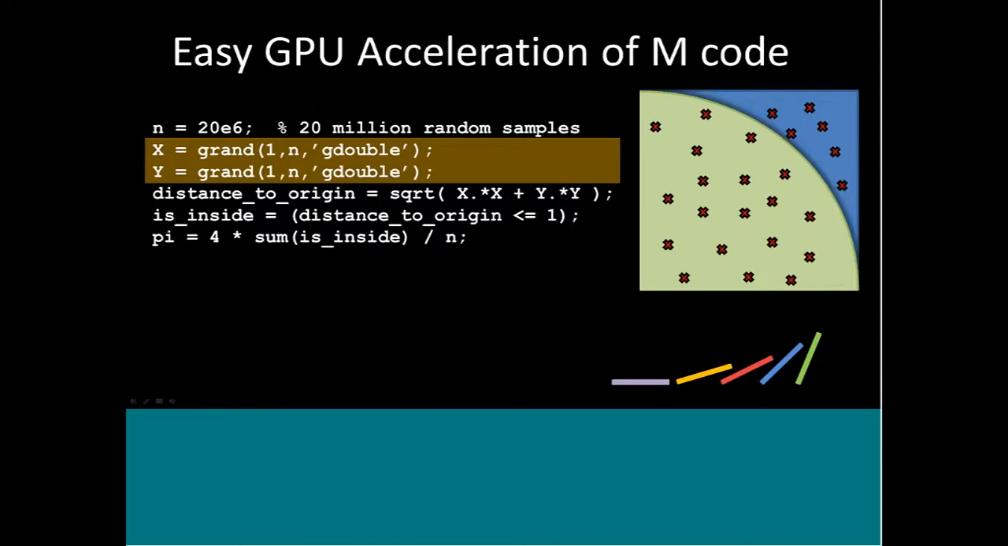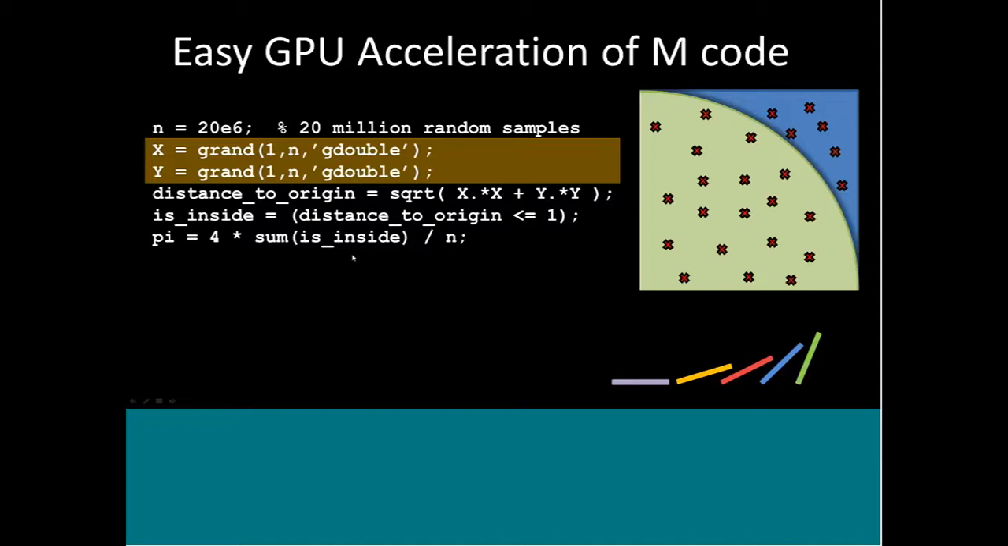So what I have here is a simple 6-line example of how we can estimate pi using the Monte Carlo method. What we're doing here is sampling 20 million points on the unit square using the grand command, which creates random numbers on the GPU. And then taking those numbers and computing their distance to the origin and finding out how many of those are inside the circle, as we see here on the side, and then the ratio, how many fall inside the circle versus how many didn't, is used to compute the value of pi. It's important to notice that we're using grand here. This is all that's needed to go ahead and get this algorithm on the GPU.